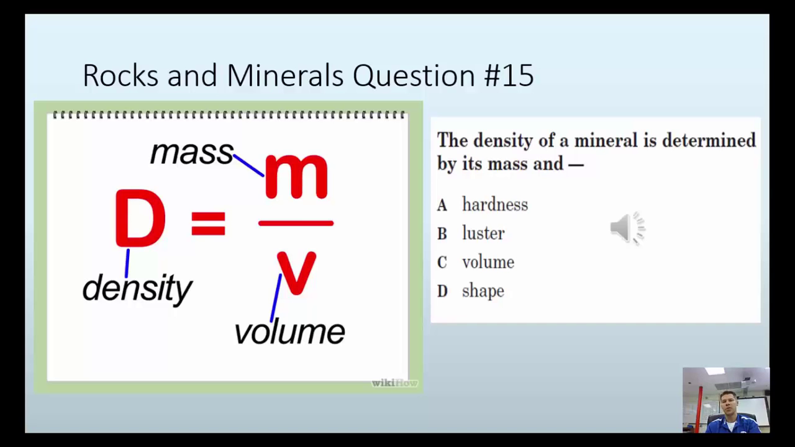The density of a mineral is determined by its mass and, this is an easy question, hopefully you remember from the very beginning of the year, the density of an object, which is how heavy it is compared to how big it is, is its mass divided by the space it takes up, or its volume. So its weight divided by its volume. So the density of a mineral is determined by its mass and volume.